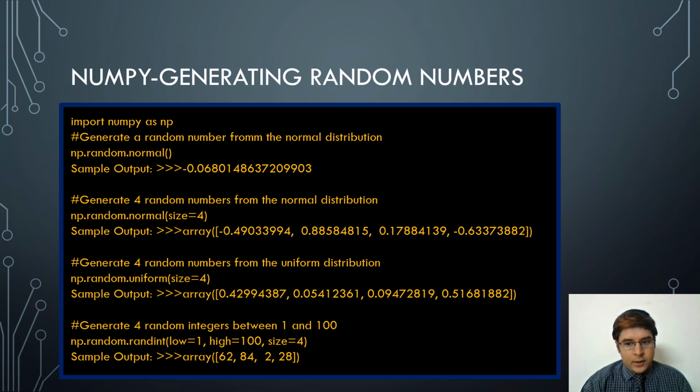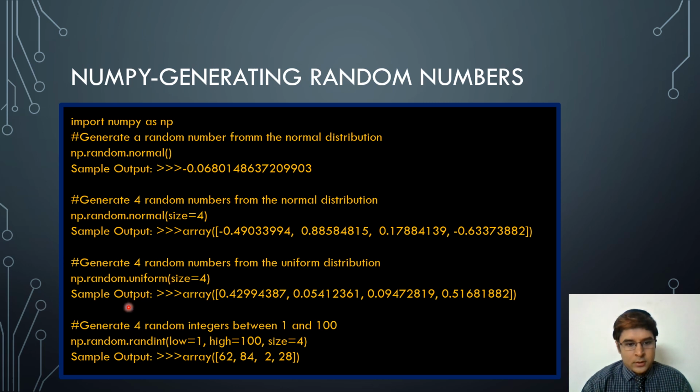And we can generate random numbers from NumPy. The function is random, and we can either use the normal method or the uniform method. Uniform generates 4 random numbers from the uniform distribution, and normal generates 4 random numbers from the normal distribution if we give size equal to 4 in the parameter list. Size defines the number of random numbers it will output.